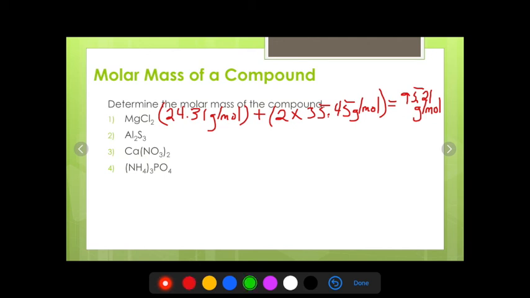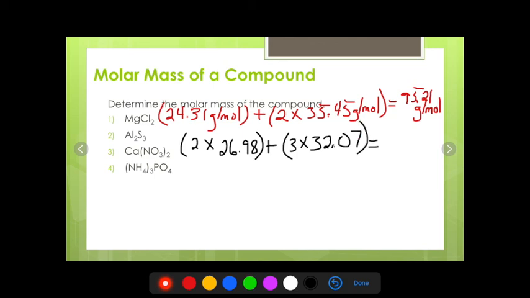Okay, then aluminum. So we have 2 aluminum, so we're going to multiply by 2. The weight of aluminum is 26.98 grams per mole. I'm going to leave that off though because it's making me not have enough room. And then we're going to take sulfur. There's 3 sulfur, and sulfur weighs 32.07. And that gives us 150.17 grams per mole.